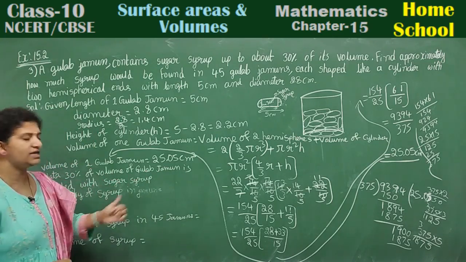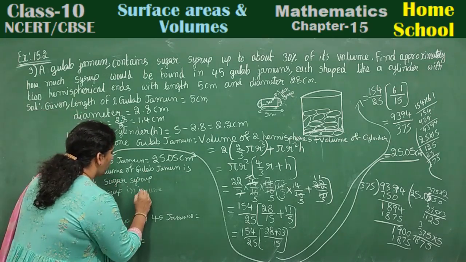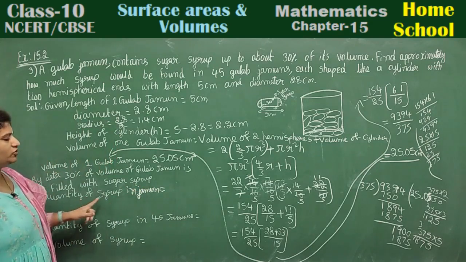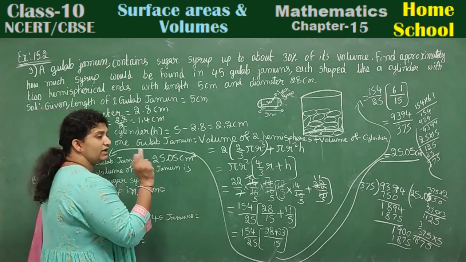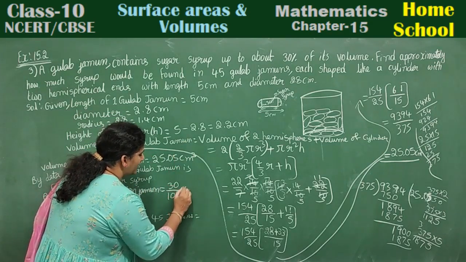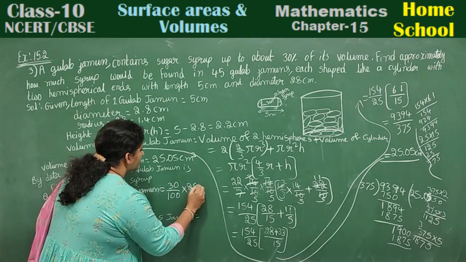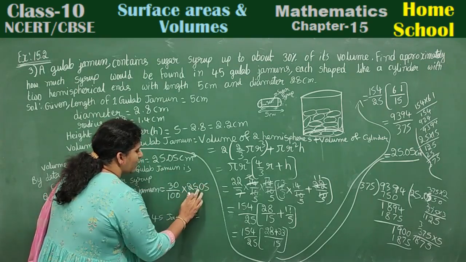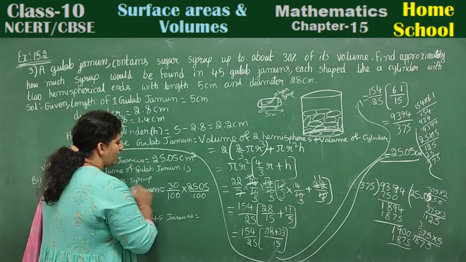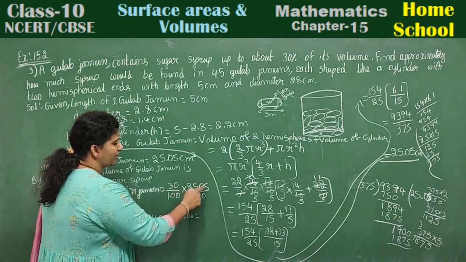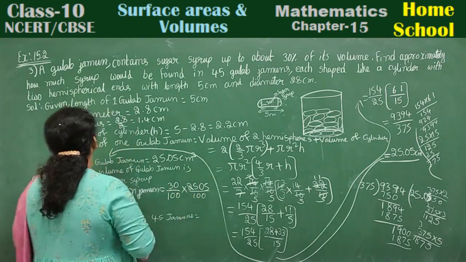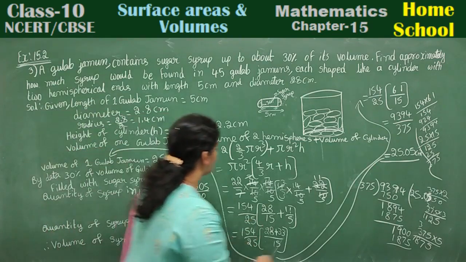So the quantity of sugar syrup in a jamun is 30%. 30% means 30 by 100 into the total volume, 25.05. I just remove this decimal by 100. Okay, it's easy to do this one. Better you multiply these two and then shift the decimal. Let's do the rough work. Where shall we do it? Let's do it here.